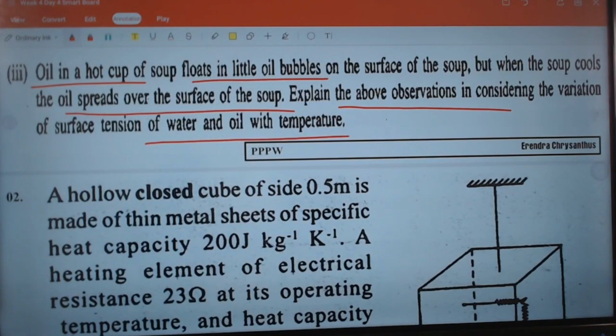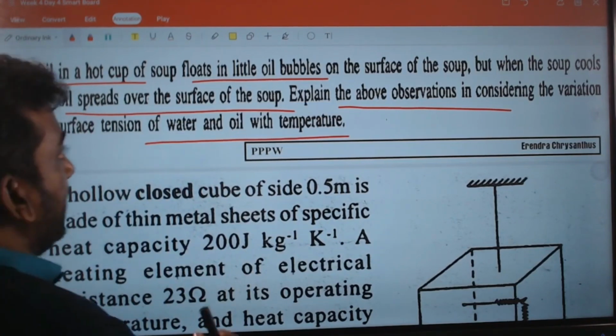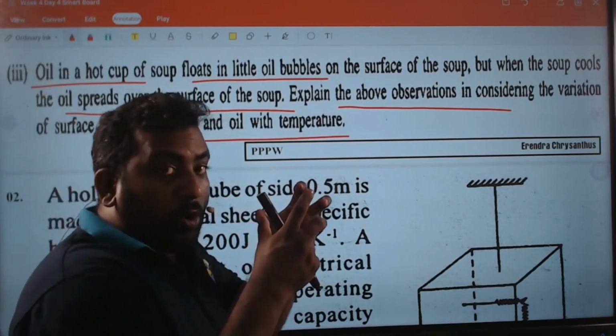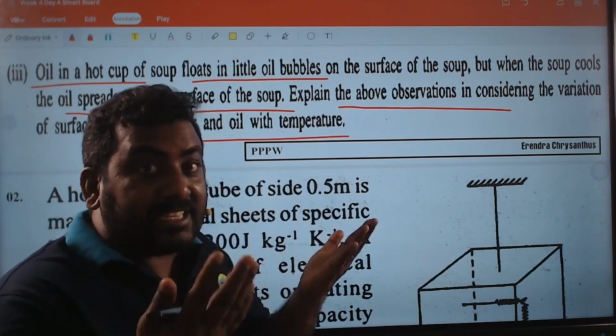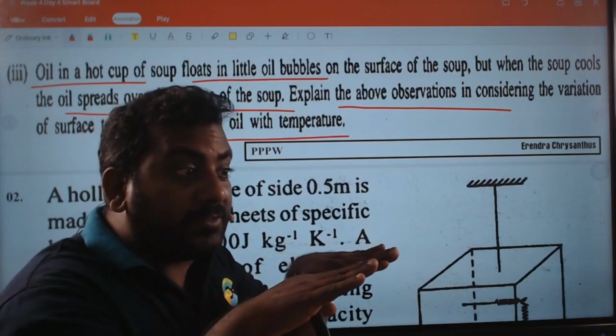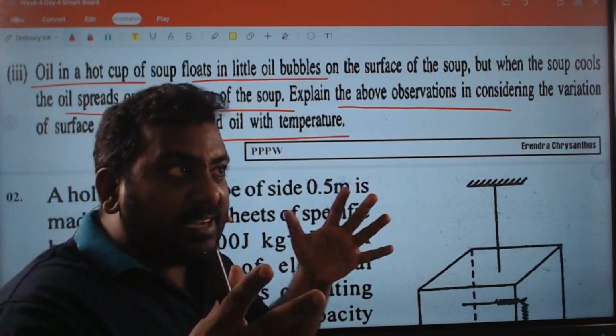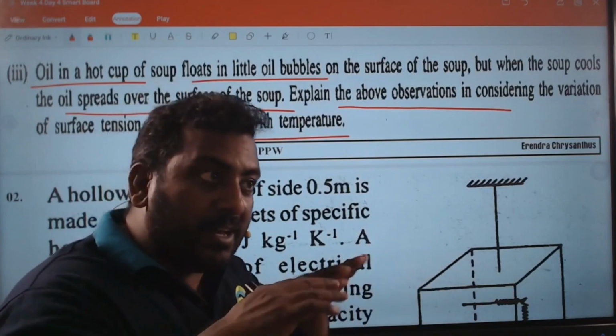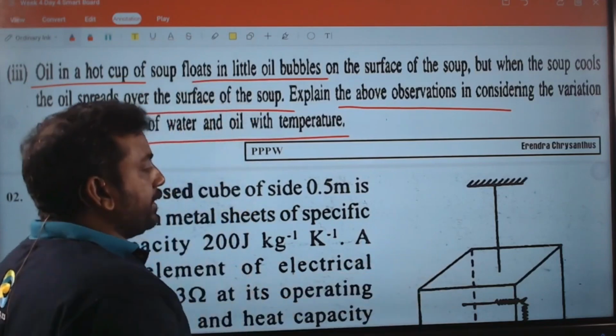If you make chicken curry at home, surface tension of oil is much greater than water. So bubbles will form when it's very hot. But when the chicken curry is cool, check and see, oil is floating everywhere. That's because the surface tensions are approximately the same. So spreading will take place.